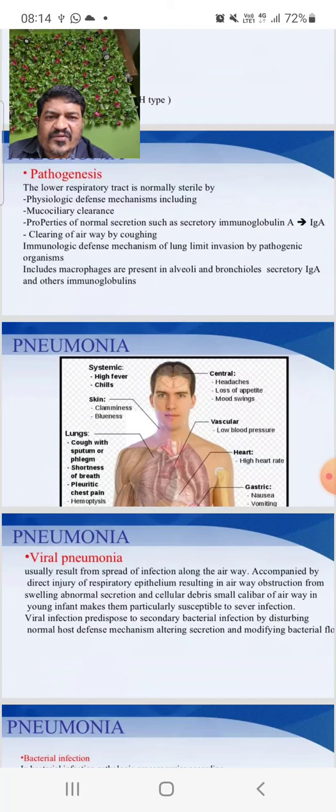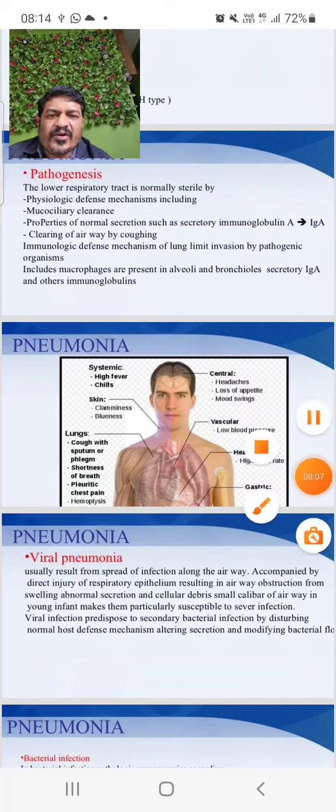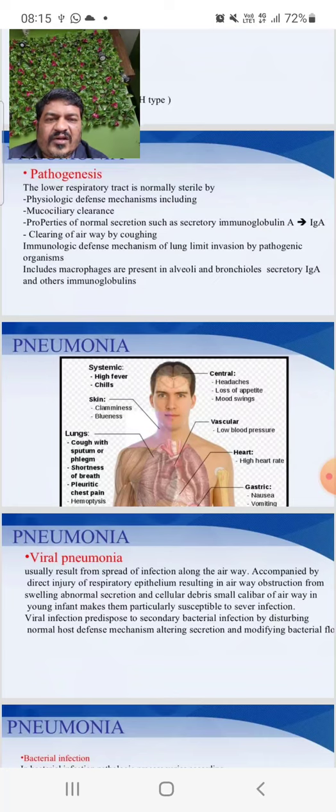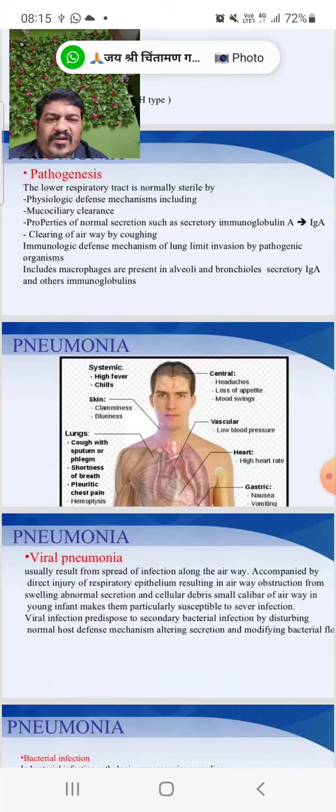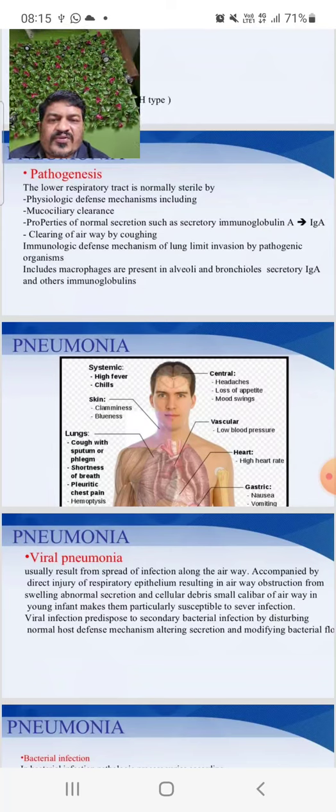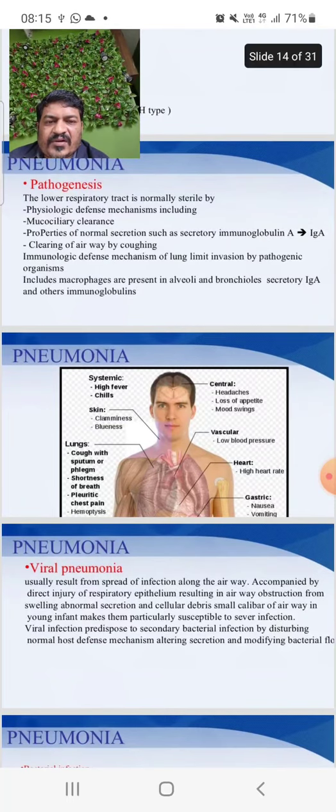Viral pneumonia usually results from the spread of infection along the airway, accompanied by direct injury of respiratory epithelium, resulting in airway obstruction from swelling, abnormal secretion, and cellular debris. The small caliber of the airway in young infants makes them particularly susceptible to severe infection. Viral infection predisposes to secondary bacterial infections by disturbing the normal host defense mechanism, altering secretion and modifying bacterial flora.